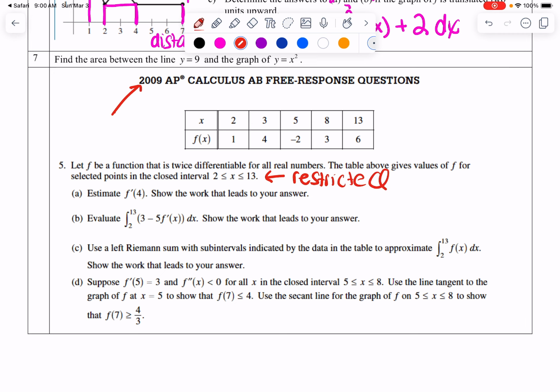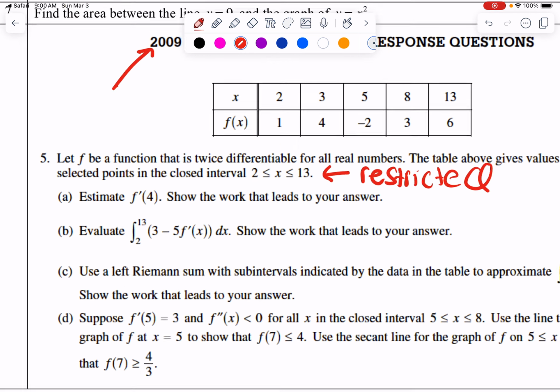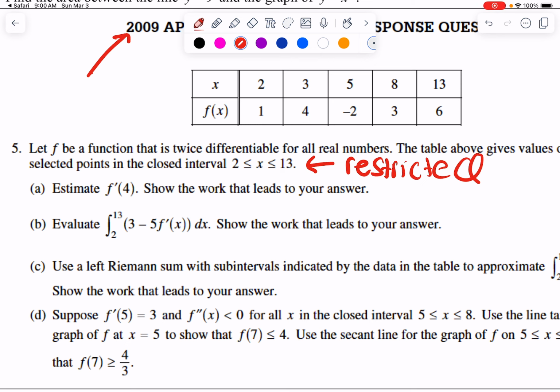Okay. So then I would talk about what's the relationship between the derivative and the antiderivative. Well, if I take the derivative of an antiderivative, it essentially goes away. I'm just left with the function itself. So it says estimate f prime of 4, show your work to lead to your answer, okay? So what I would say is remember, when we're talking about derivative, we're talking about the slope, okay? So to find the derivative, I would pick 2 values and I would subtract f of 4, let's say minus f of 2 over the same x values, 4 minus 2.